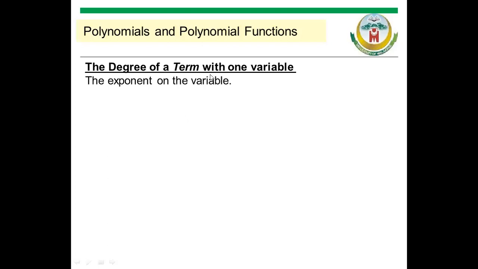Okay, now the degree of a term with one variable is the exponent on the variable. So 5x square. Now the exponent on the variable, 2 is the exponent of the variable. So the degree of this term is 2, because this is the power of the variable. Here the degree is 4 because 2x raised to the power 4. So the highest power is 4. Minus 9m, here the degree is 1.